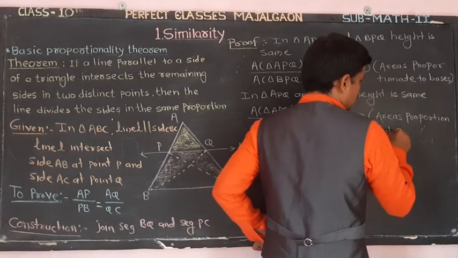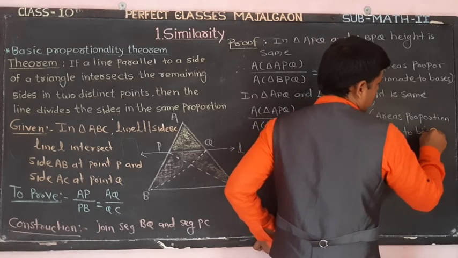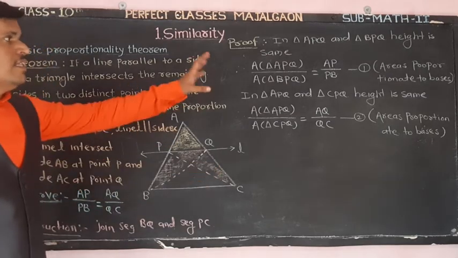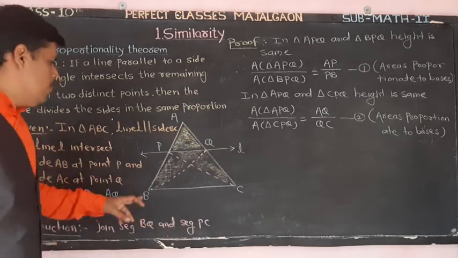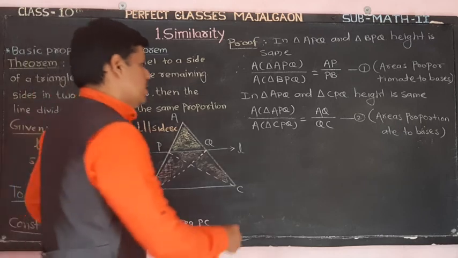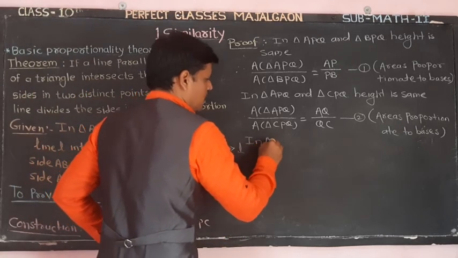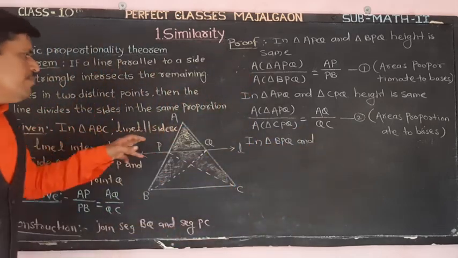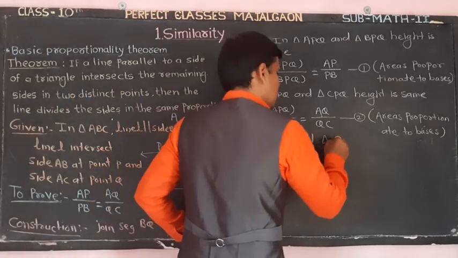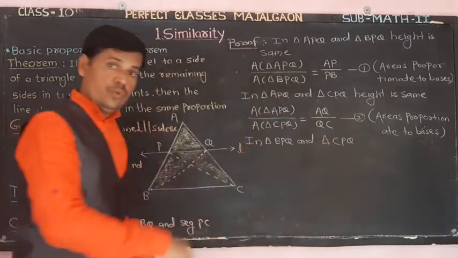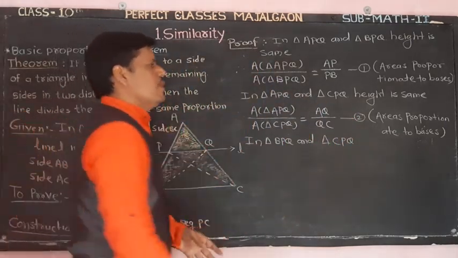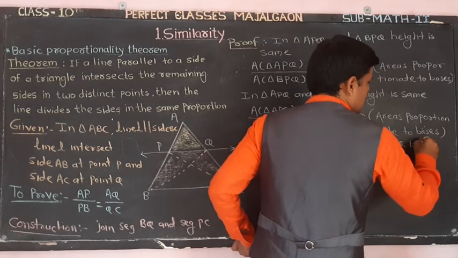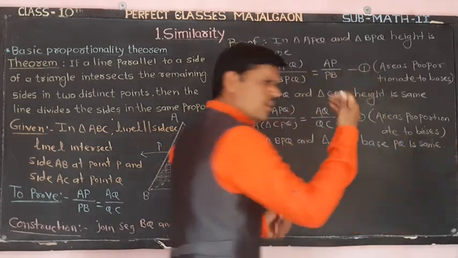Area proportionate to bases. Here I write areas proportionate to bases. These are the two equations. Now we take triangle BPQ and triangle CPQ. In these two triangles, base PQ is the same.